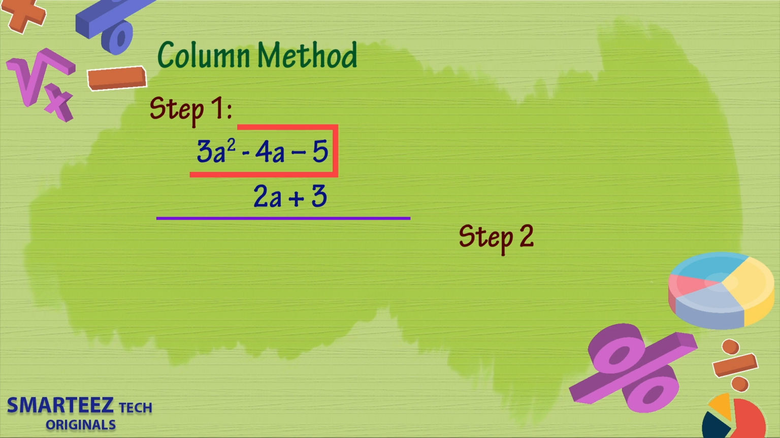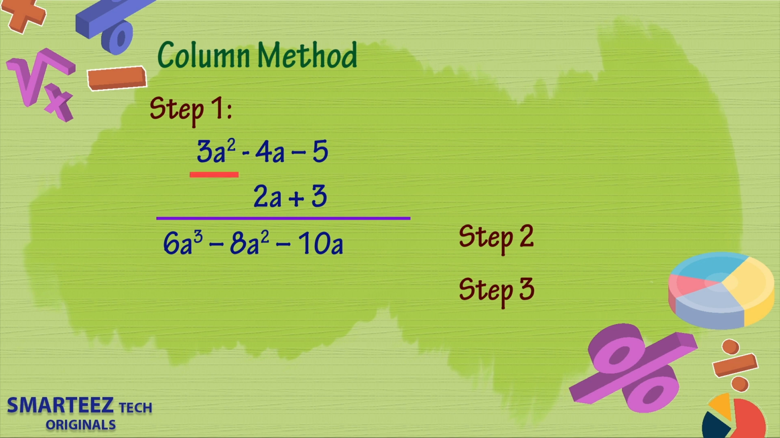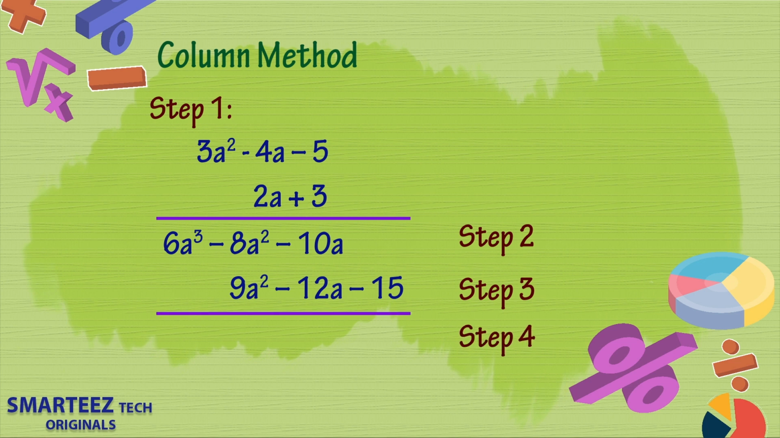Step 2. Multiply every term of the trinomial with the first term of the binomial. We get 6a cubed minus 8a squared minus 10a. Step 3. Multiply every term of the trinomial with the second term of the binomial. Here we get 9a squared minus 12a minus 15. Step 4. Add the like terms from step 2 and step 3 and write the results. This yields 6a cubed plus a squared minus 22a minus 15.